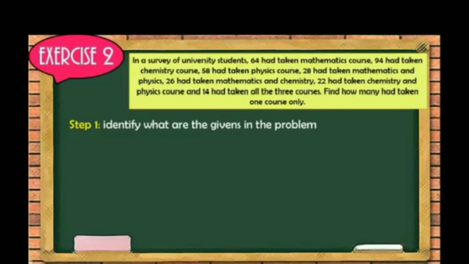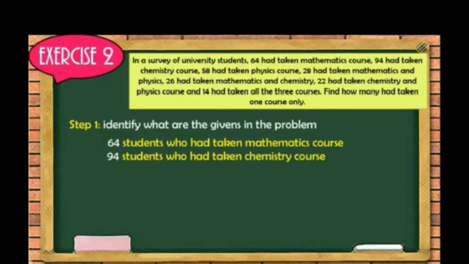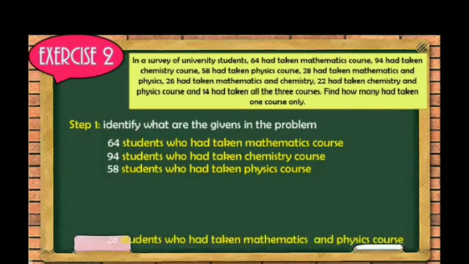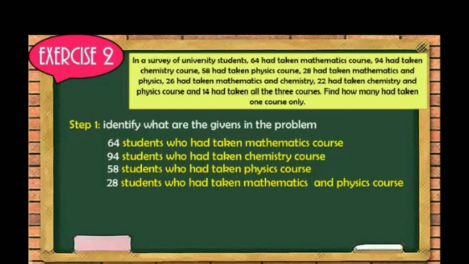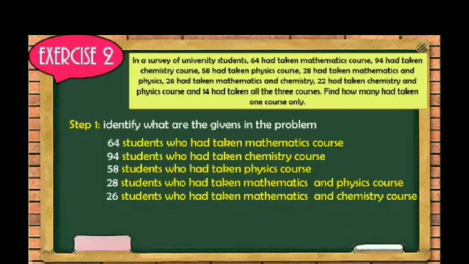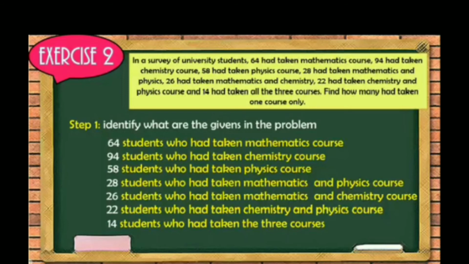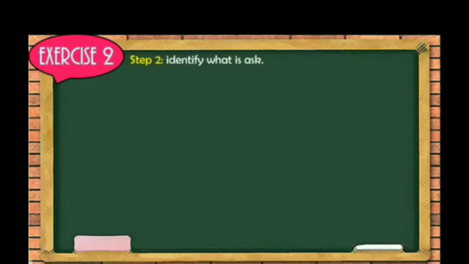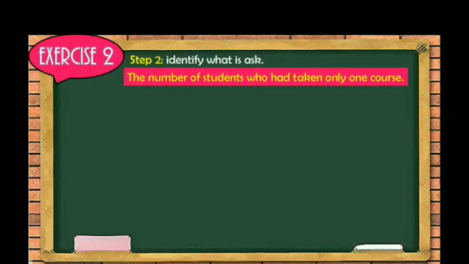Step 1. Identify the givens in the problem. There are 64 students who had taken mathematics, 94 who had taken chemistry, and 58 who had taken physics. There are 28 students who had taken mathematics and physics, 26 who had taken mathematics and chemistry, and 22 who had taken chemistry and physics. And there are 14 students who had taken the 3 courses. Step 2. Identify what is asked: the number of students who had taken only 1 course.